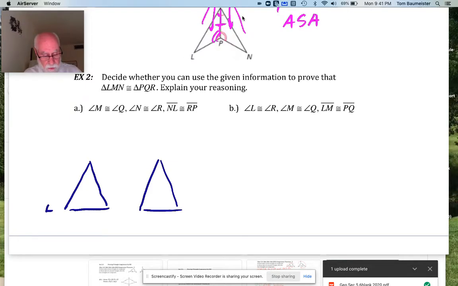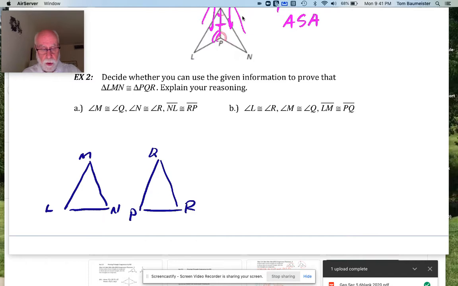But here, we have L, M, N. And on this one here, we have P, Q, R. Now again, notice how I went in the same order they told me. So L, M, N, all right, and then PQR. So I just followed the same orientation.